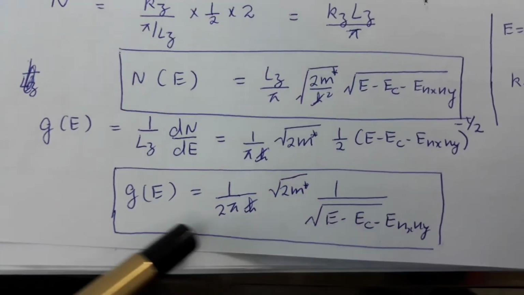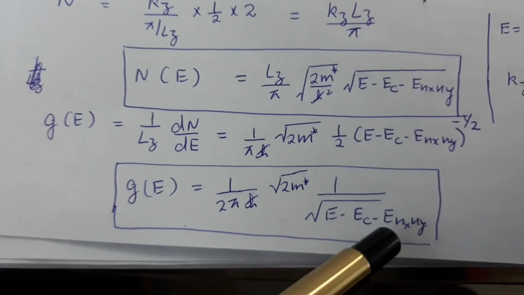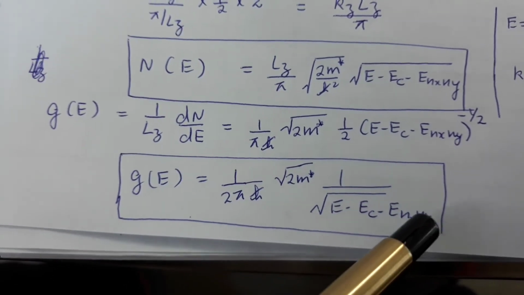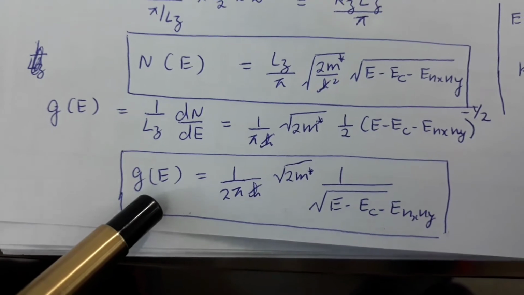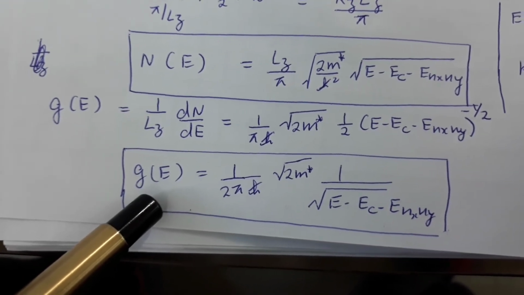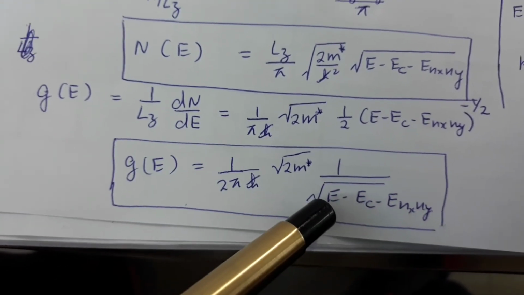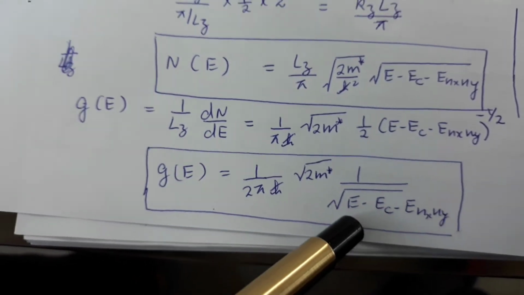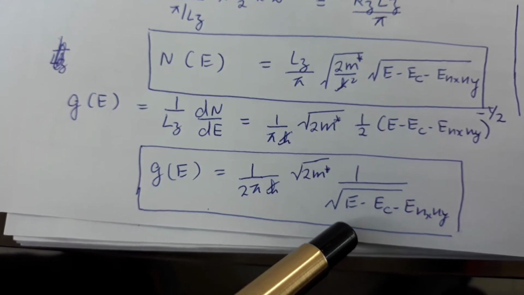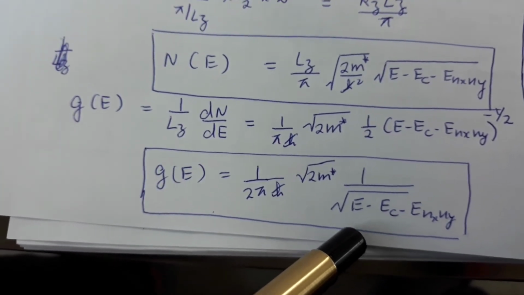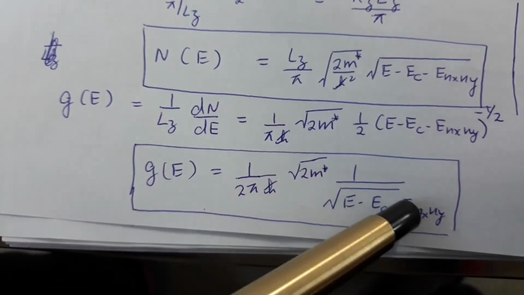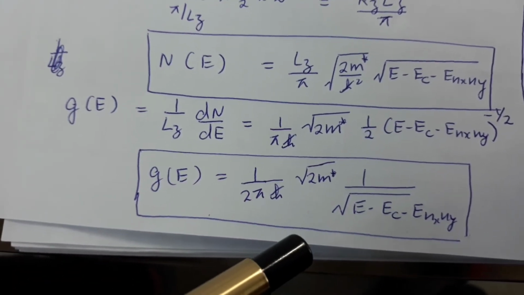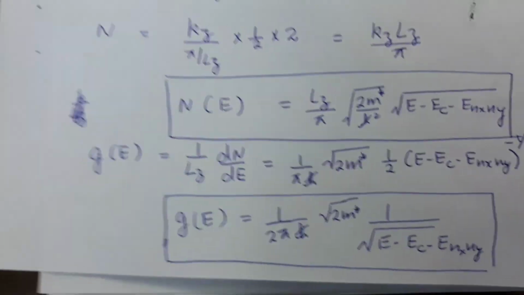So what this density of states means is that whenever E will be equal to Ec plus E_nx,ny, density of states will shoot up. It will go to infinity. Okay, and then as E increases more than Ec plus E_nx,ny, it will decrease as under root of E. So first it will shoot and then it will decrease as under root of E.